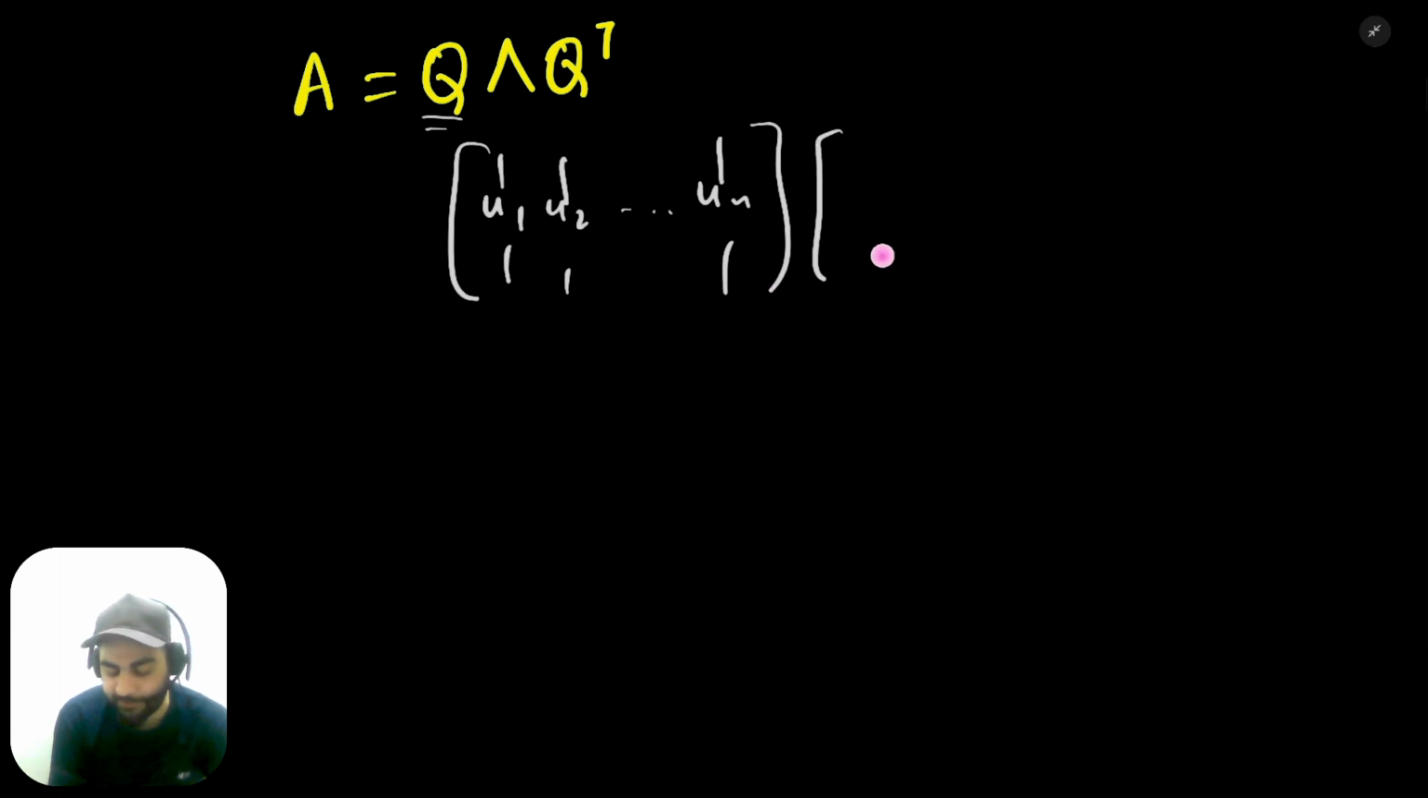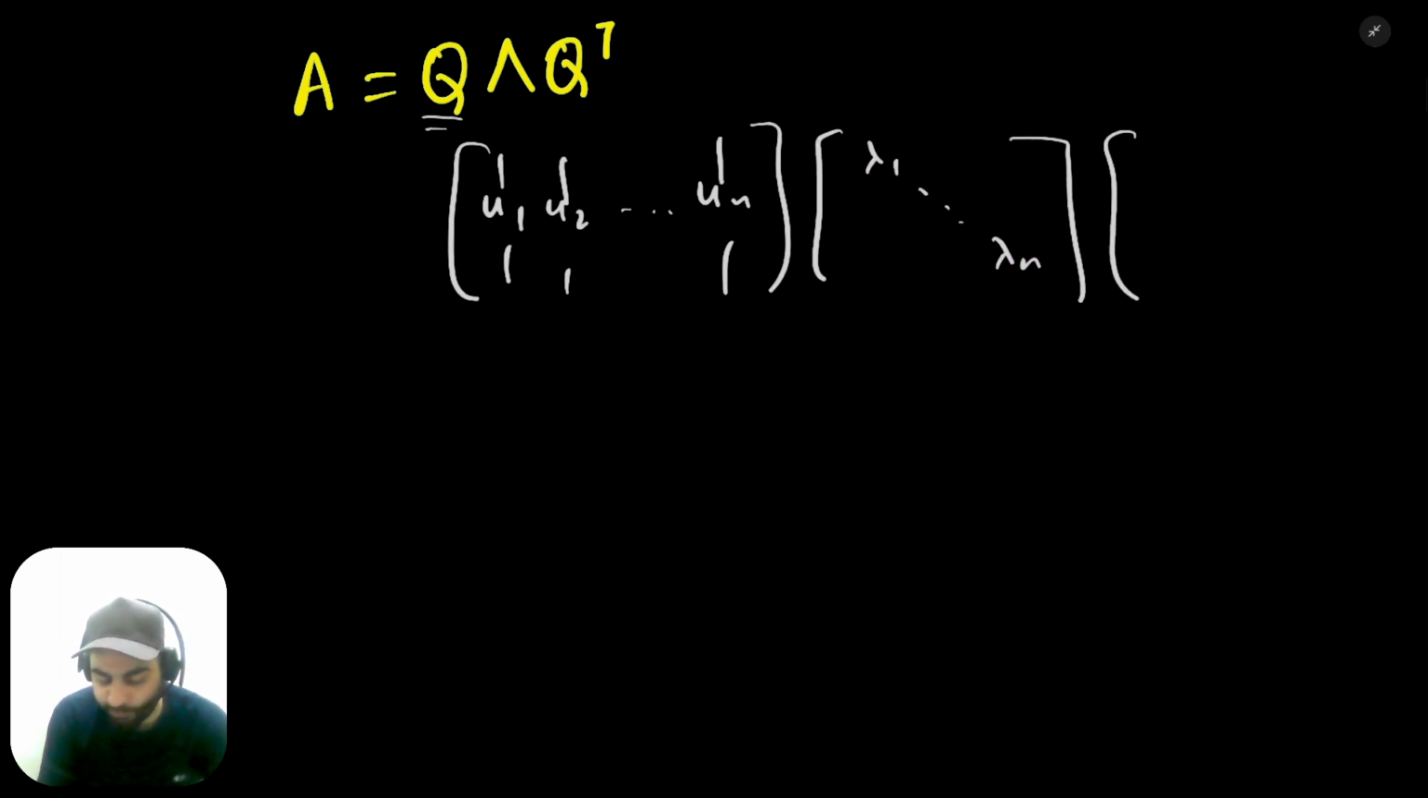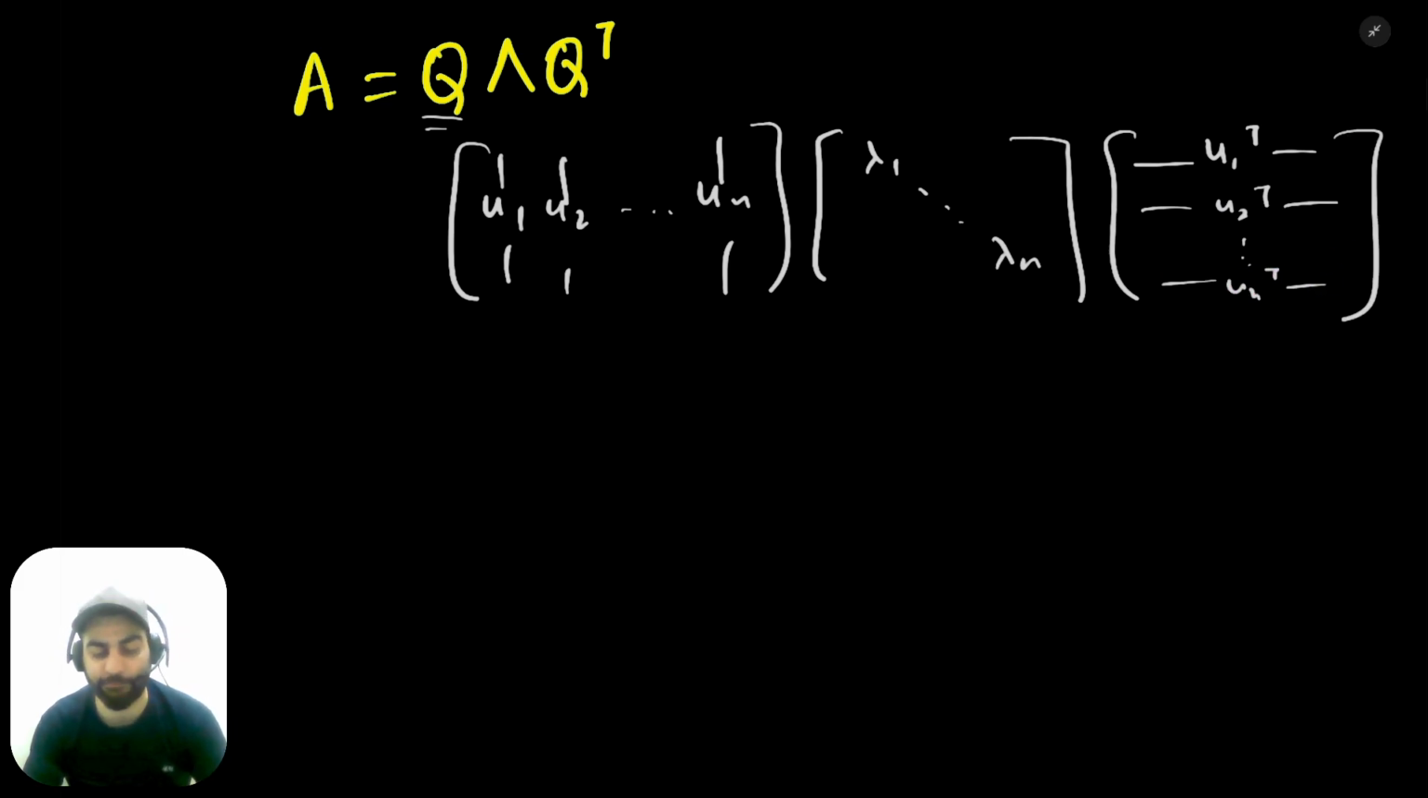Suppose I have u1 over here, u2 over here, up to un. This is the meaning of Q. And lambda means I have lambda 1 till lambda n, and then Q transpose is u1 transpose, u2 transpose, and so on till un transpose. This is how it will be written in matrix form.